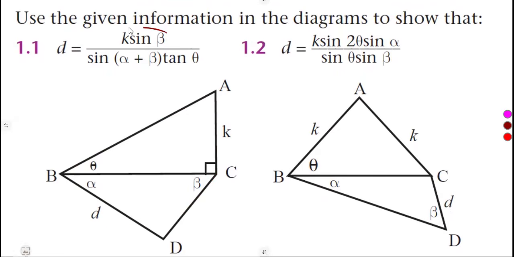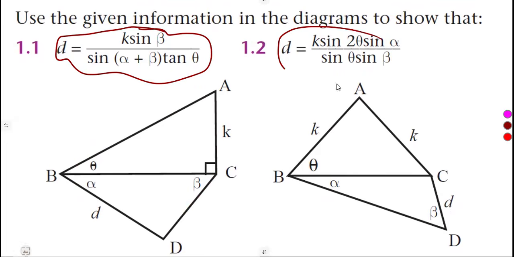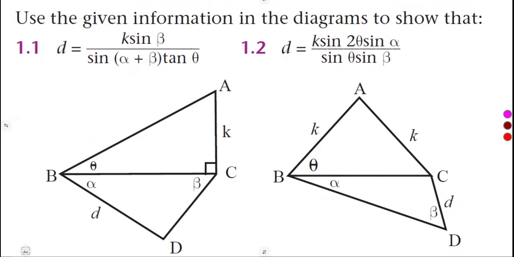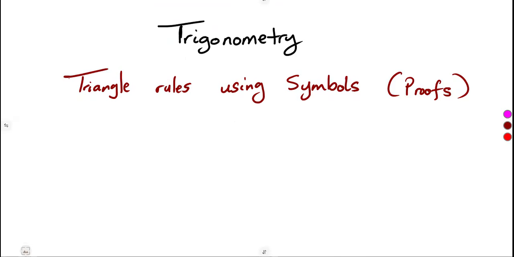symbols or in terms of the given letters that are on the diagram. Just like what you are given, show that this can be written in this manner. This one can be written in that manner. So the question is, how can we show that? How can we prove such statements?